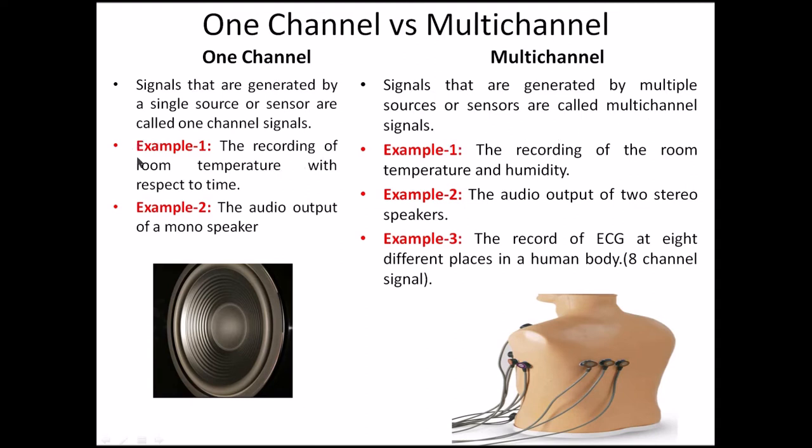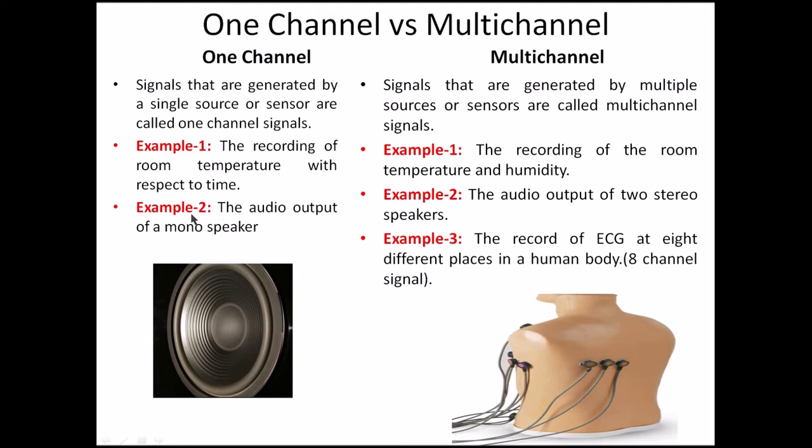As you can see, one example is given here. If we need to record the temperature of a room, we need a temperature sensor. Then the recording of the room temperature with the help of a single temperature sensor is an example of a one channel signal. In the same way, if you need to record the temperature and humidity of a room, then you are using two different types of sensor, one temperature sensor and another humidity sensor. So this is called a multi-channel signal.